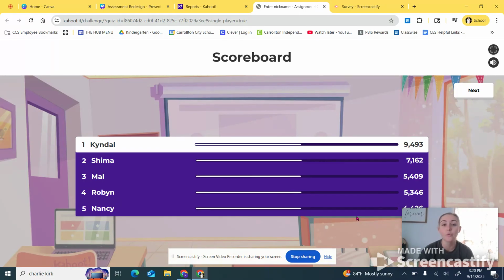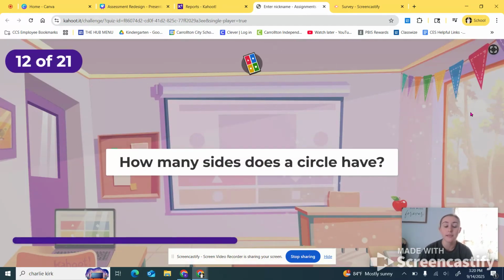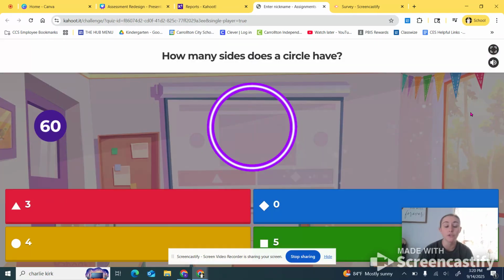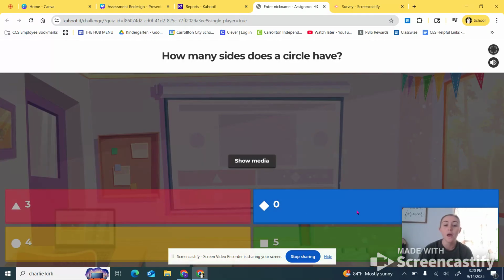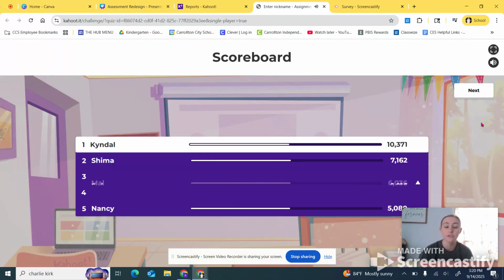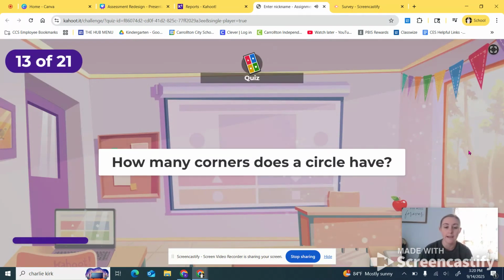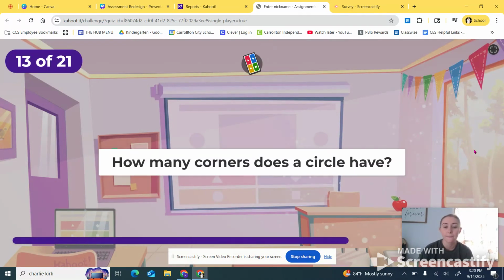Another enhancement tool with using Kahoot is that it allows the ELL learners to be able to see what shape you're referencing. How many sides does a circle have? Well, they have that visual tool, and they can count. They can use it to their advantage in understanding what shape you're talking about, not just using the words and asking a question.